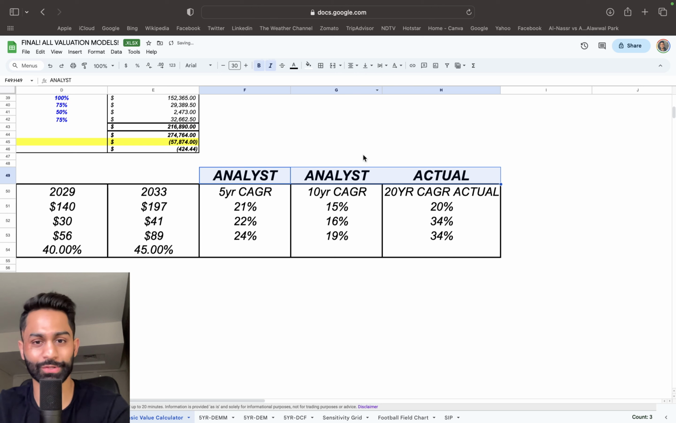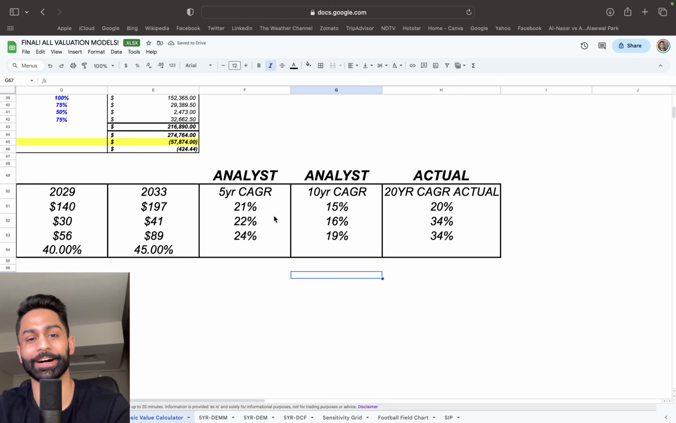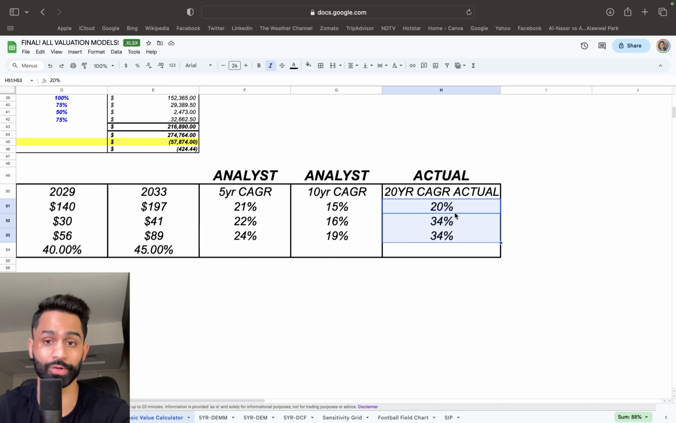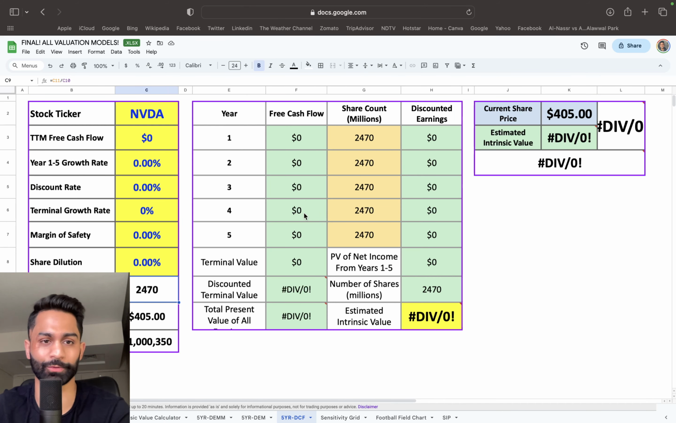Now we can move over to some forecasting. For 5 years, that's what we're going to forecast, with revenue expected at 21%, earnings at 22%, and free cash flow at 24%. In the past, over 20 years, they've grown revenues at 20%, net income by 34%, and free cash flow by 34% as well. So let's just run through our discounted cash flow first, okay?